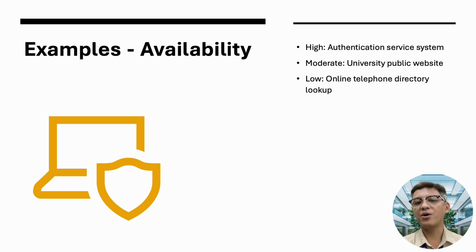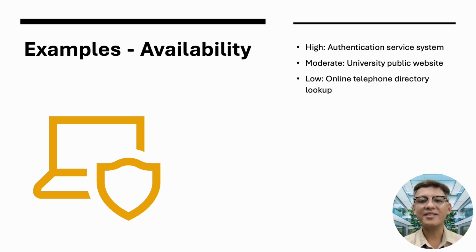An asset with moderate availability requirement might be a university's public website. While the website is important for providing information to students, parents, and prospective enrollees, its temporary unavailability would mainly cause inconvenience or embarrassment rather than catastrophic harm. Nevertheless, maintaining reasonable uptime is still important to avoid disruptions and uphold the organization's reputation.